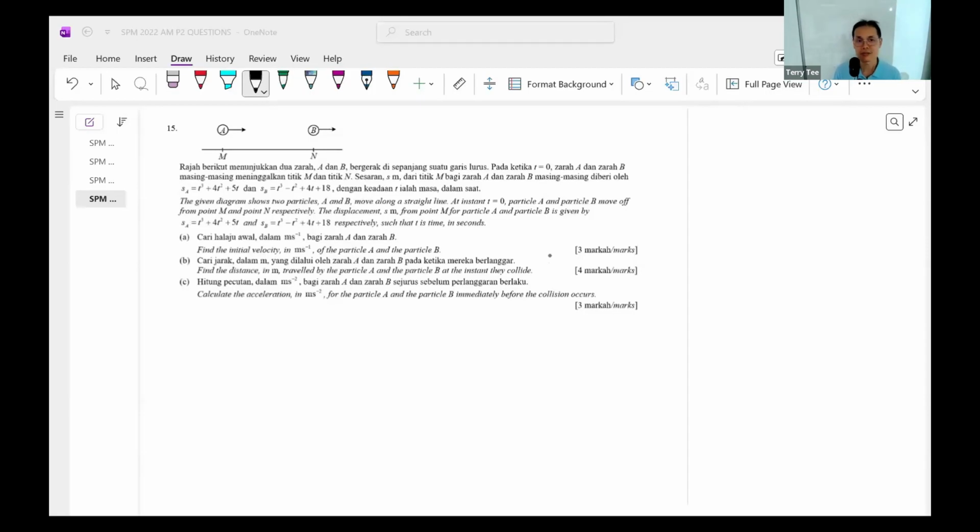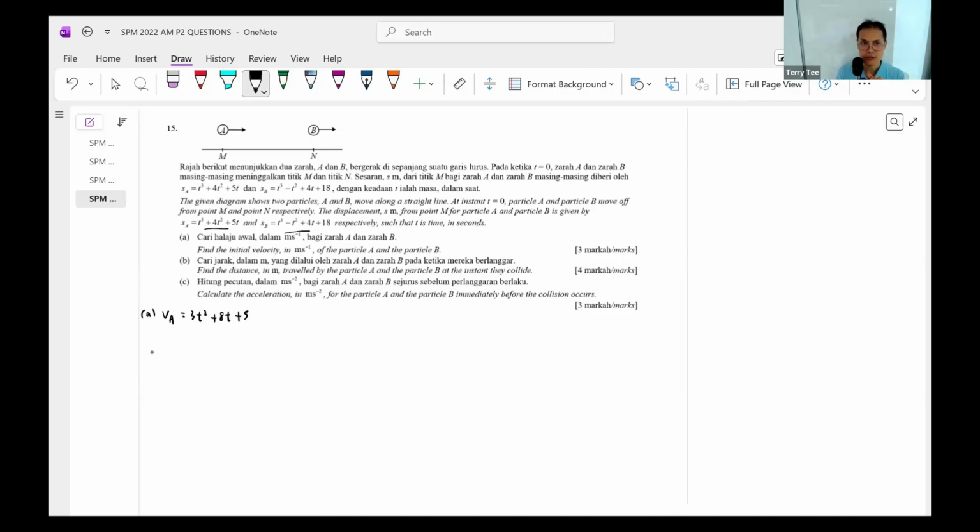Let's continue. Last question for this paper. Question 15. So this is kinematics of linear motion. So the diagram shows two particles A and B moving along a straight line. At the instant t equals 0, particles A and B move off from points M and N given, and the displacement functions are given, SA and SB. So find the initial velocity of particles A and B. Okay, initial velocity you can find by first differentiating displacement to get velocity. Differentiate, you get 3t squared plus 8t plus 5.